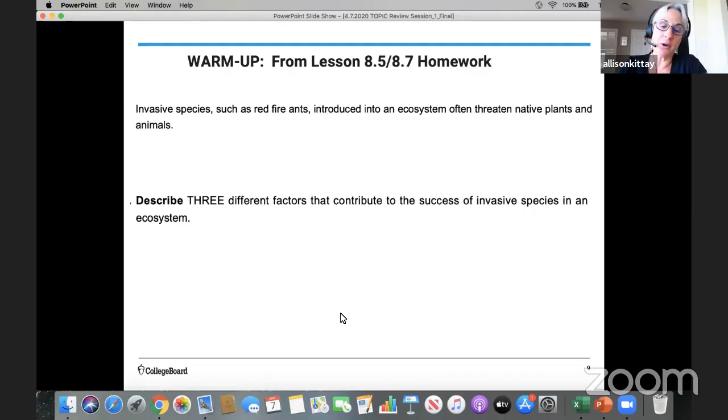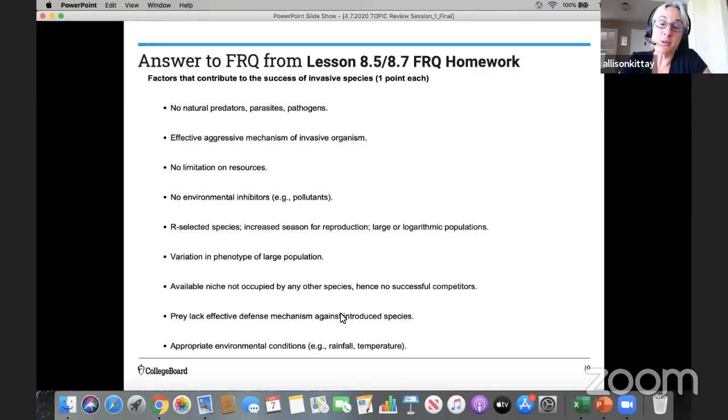So let's take a look at how this was scored. This was worth 3 points, and each bullet point is worth 1 point, and you can earn up to 3 points. So any one of those responses would earn a point. So saying things like, since there are no natural predators, parasites, or pathogens, the invasive species will be successful. They may have an effective aggressive mechanism to be able to be successful. They have no limit on their resources. There are no environmental inhibitors such as pollutants.